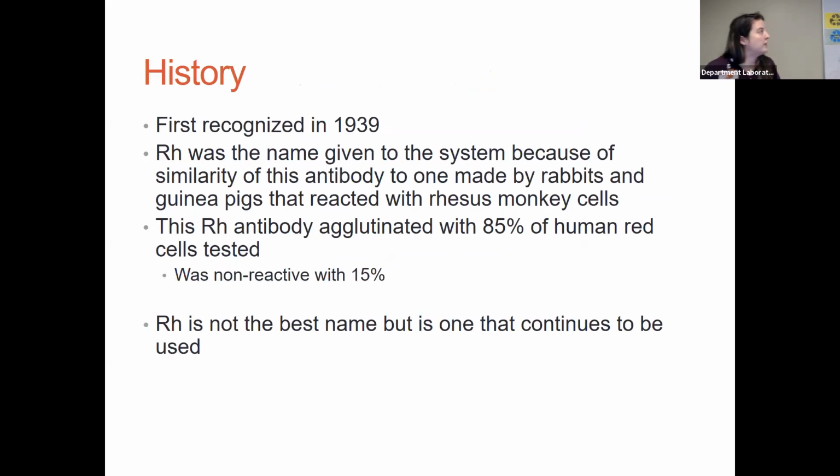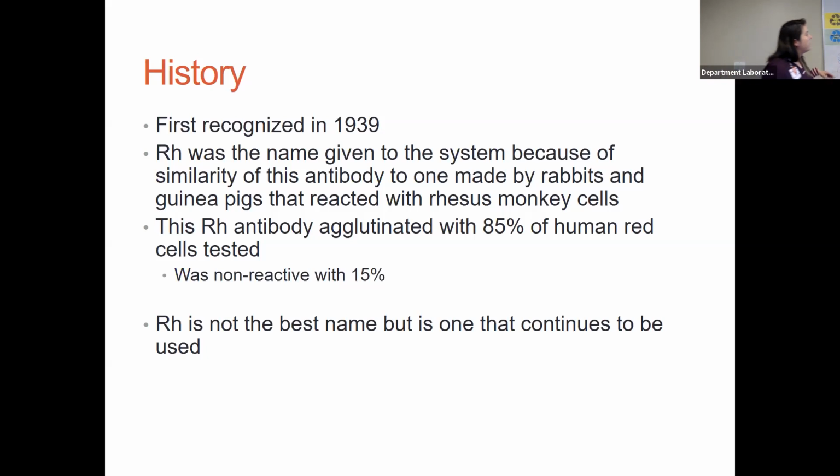Your Rh family was first recognized in 1939, and the Rh name was given to the system because the antibody was made by rabbits and guinea pigs, and it was found to react with the rhesus monkey. So that's where the Rh terminology comes from. It's named after the rhesus monkey.